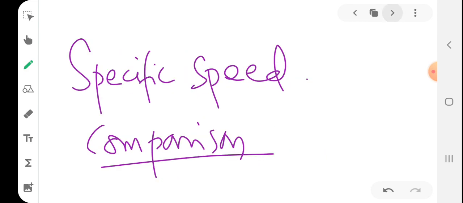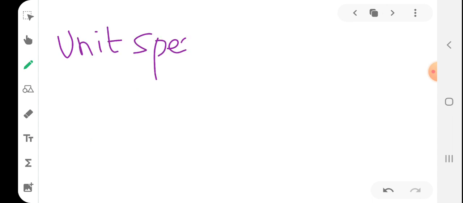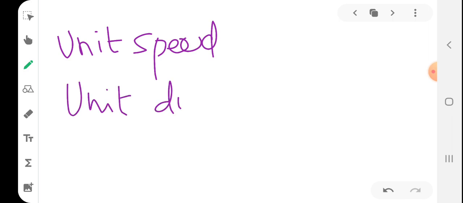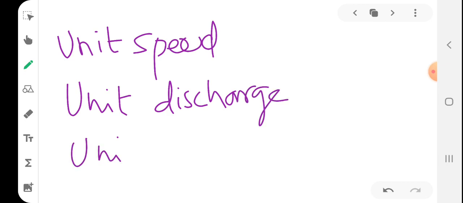Okay, so mainly there are three types of unit quantities. First one is unit speed. Second one, unit discharge, and unit power.